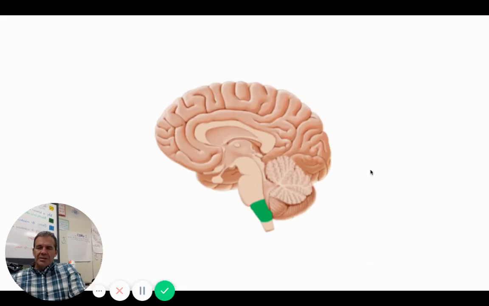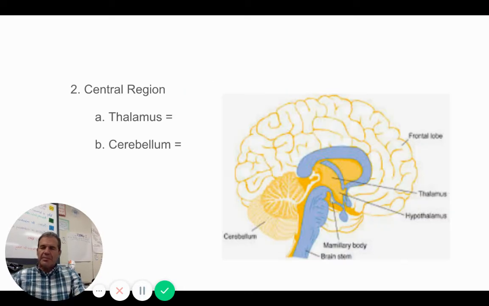Okay, so here's a multiple choice question. Our next part of the brain, aside from the brainstem, is called the central region, or the old brain. There are two main parts to the central region. The first of which is called the thalamus, which is kind of in this area here. And the thalamus we like to refer to as our sensory switchboard or relay station.